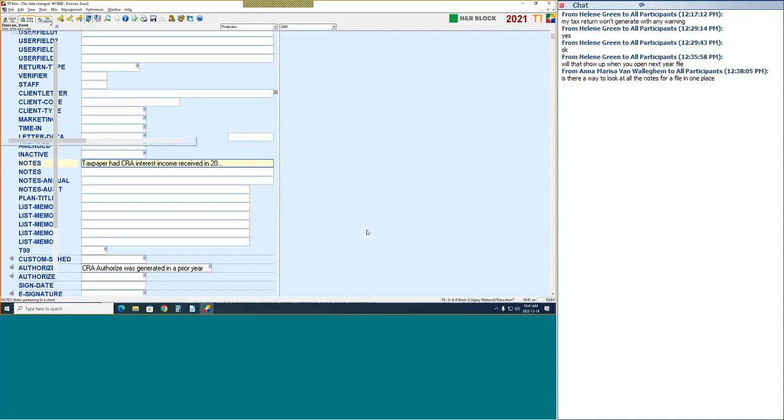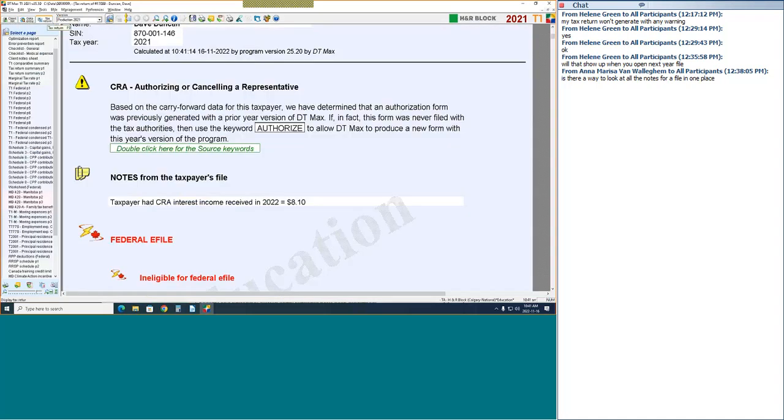When I put a note in the notes section, if I go to my page that I should be looking at, which is my notes and diagnostics page, it's going to show you all the notes up at the top. It's going to have that nice little paperclip icon, and it's going to say, oh, here's something you might want to think about. Taxpayer had CRA interest income received in 2022, $8.10. That note will exist until I delete it. So next year when I go in, I have that note, I deal with the note. If I want to delete it, I can delete it next year. It's going to delete it from all the years. So this is a note that is attached to the client no matter which year we open up.